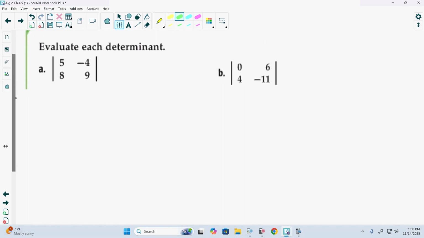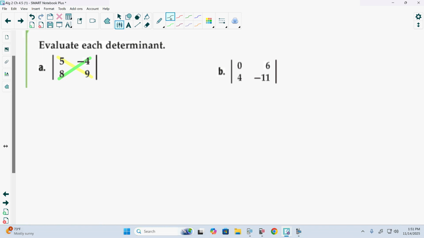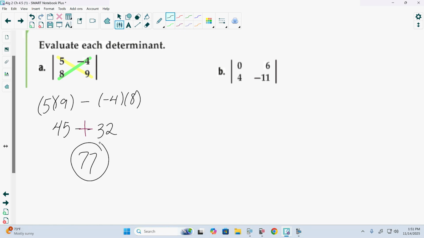So, if we look at this first example here, we're going to have our top left to right, 5 times 9, and we're going to subtract from it our other diagonal, negative 4 times 8. So we're going to do 5 times 9 minus negative 4 times 8. So we're going to take the product of top left to bottom right and subtract from it top right to bottom left. Well, 5 times 9 is 45. Minus negative 4 times 8 is negative 32. Well, our negative makes a positive, telling us this matrix's determinant is 77.